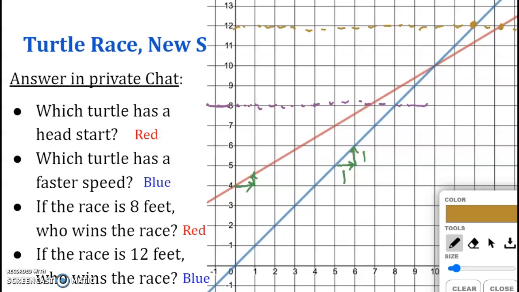So who wins the race really depends on how far the race is. If it's a short distance like 8 feet, the red turtle will win because he's going to get there first. Although he's slower, he had a head start. But if it is a longer race like 12 feet, then because blue is faster, it's going to overtake the red turtle and get there faster.